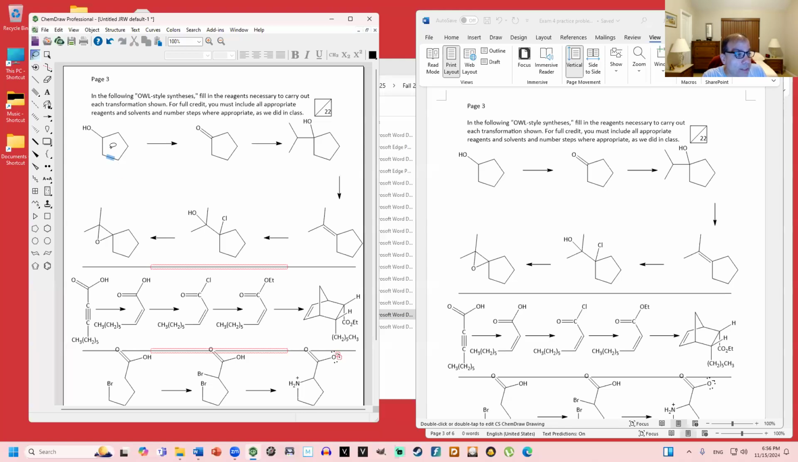The first one, when we compare the two structures, the starting material and the product, we can see that the secondary alcohol has been oxidized to a ketone. There's a few reagents that can do this. The one you guys learned about was Dess-Martin periodinane in dichloromethane.